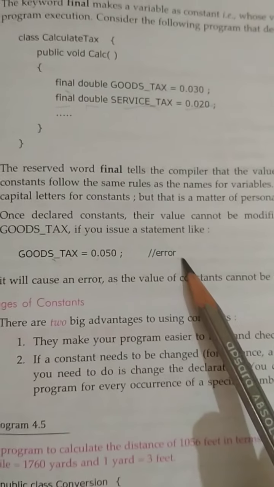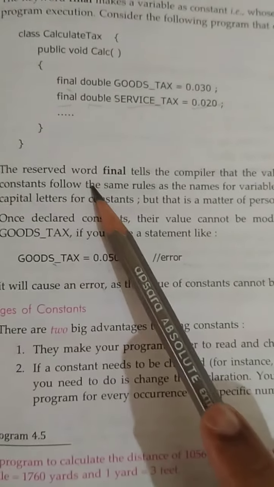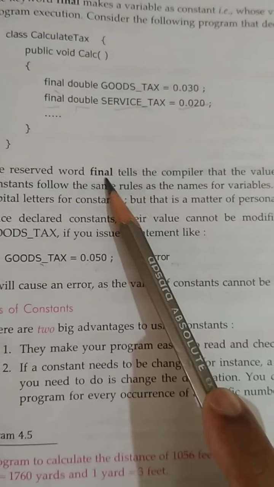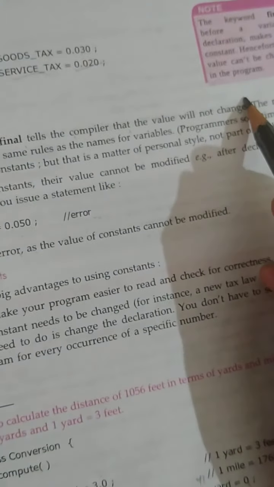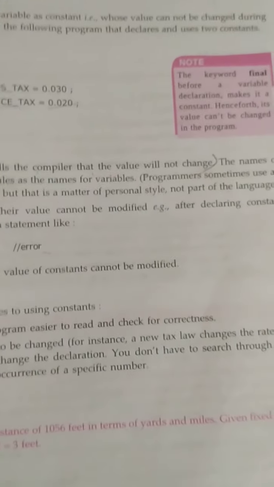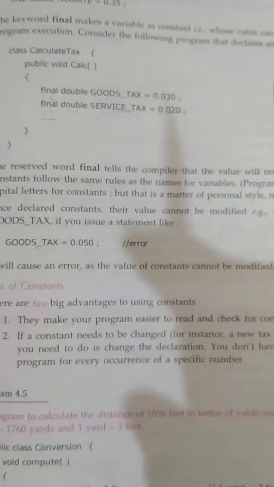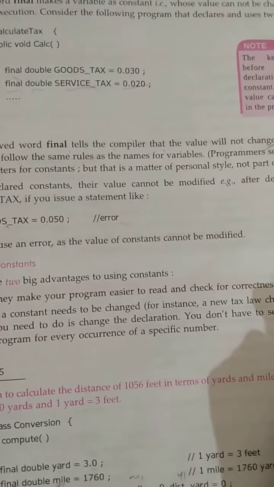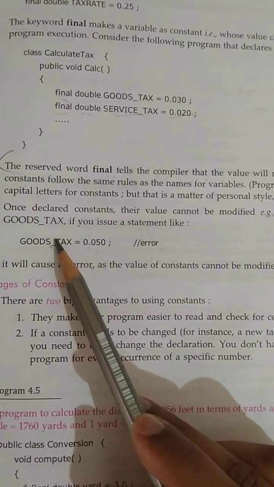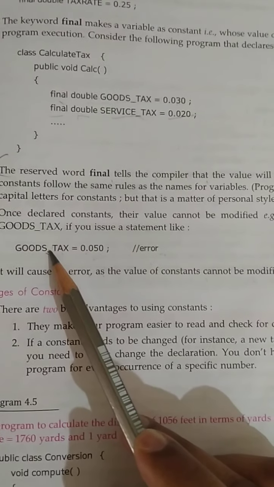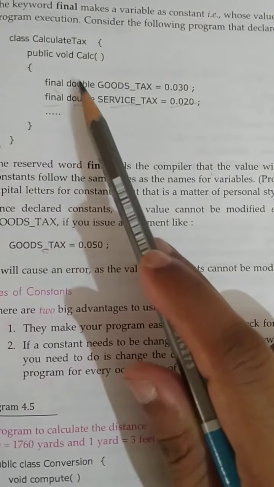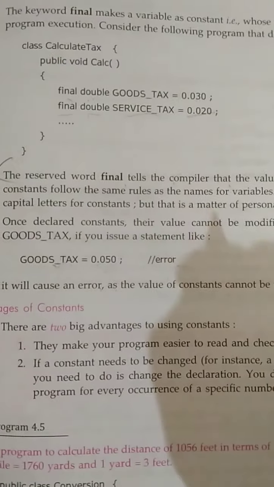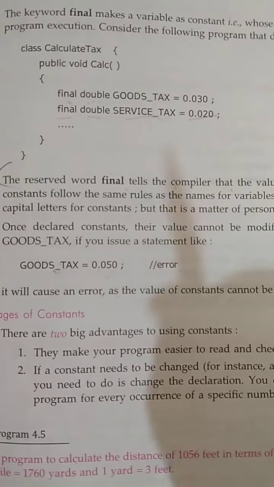We cannot modify it. So the reserved word final tells the compiler that the value will not change. Underline this: the reserved word final tells the compiler that the value will not change. So whatever changes you make in the program, it will show an error if you try to change the value because this variable is declared as a constant. So to make a variable constant, we use the keyword final.